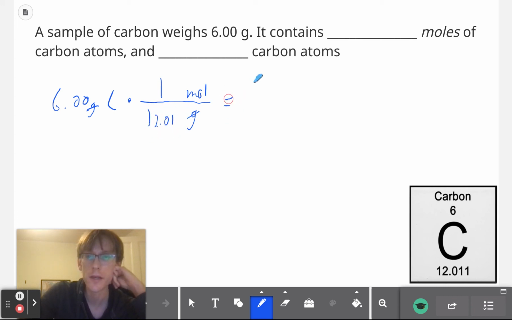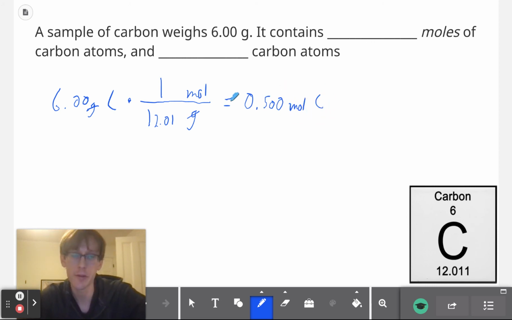And so from here, we could divide them out. 6.00 times 1 over 12.01 is going to give us 0.500 moles of carbon. So we have exactly half a mole of carbon to 3 sig figs. Now, if we're trying to find out the number of atoms, we can do this.